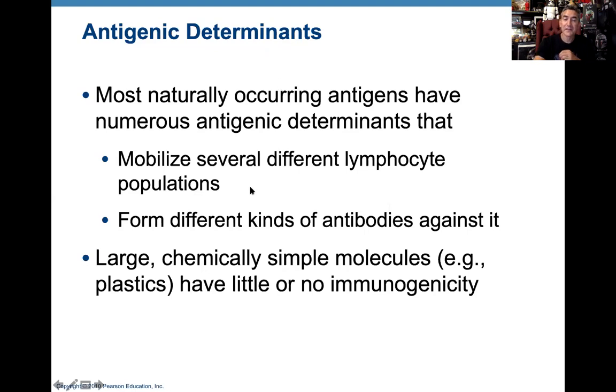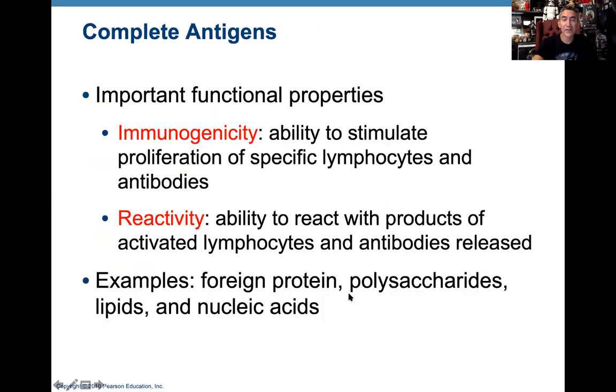But let's say that we have something large, very chemically simple, just repeating the same thing over and over. Things like plastics, things like stainless steel, these have very little or no immunogenicity. So they don't really trigger an immune response. And if they do trigger an immune response, there's very few parts on that big molecule, very few determinants to cause any type of reaction.